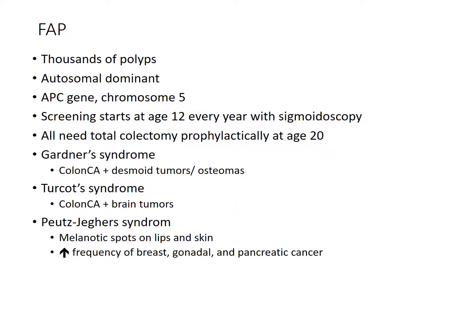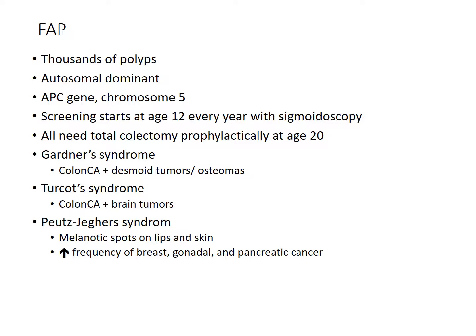So some other syndromes. FAP: thousands of polyps, autosomal dominant, found on the APC gene, which is again on chromosome 5. Screening starts at age 12, every year with a sigmoidoscope. You don't need to do a full colonoscopy, because once you put the scope in and get to the sigmoid, you'll see thousands of polyps. You don't need to see any more. These patients are going to need colectomy by age 20.